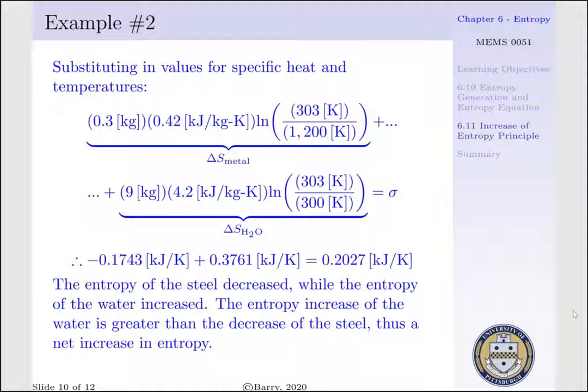We note the entropy of the steel has decreased, since its temperature has decreased, while the entropy of the water has increased, since its temperature has increased. And we see the increase of the entropy of the water outweighs that of the decrease of the steel. Thus, there is a net increase of entropy.